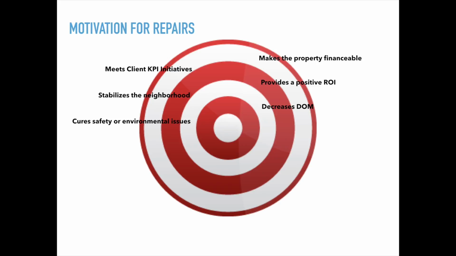Okay? So when an asset manager is looking at a marketing strategy, they're going to look at that property and say, hey, will this help me meet my KPI initiatives? And it's not one-size-fits-all, right? They're not going to say, forget everything, I'm just going to do my KPIs. They're going to say, if it will help me meet my KPIs, will I have a positive return on my investment? Will it help me decrease my days on market? Will it help me attract a buyer, right? These are all the little different things the asset manager is looking for when they are deciding if they're going to make repairs.